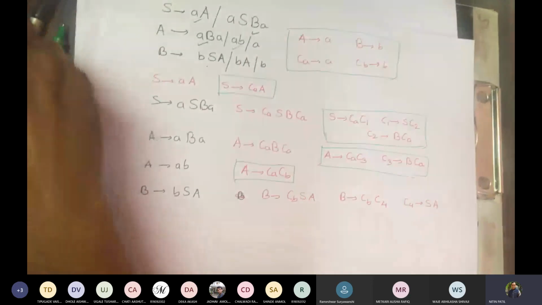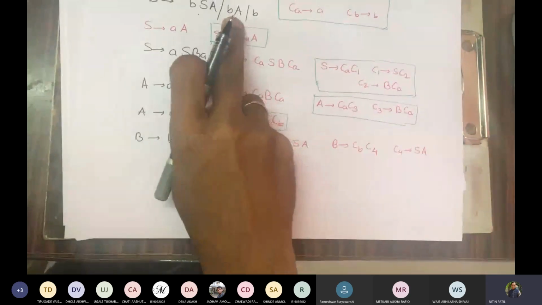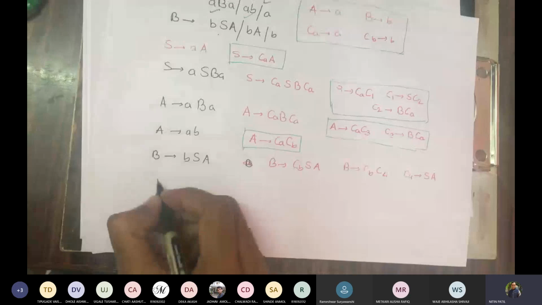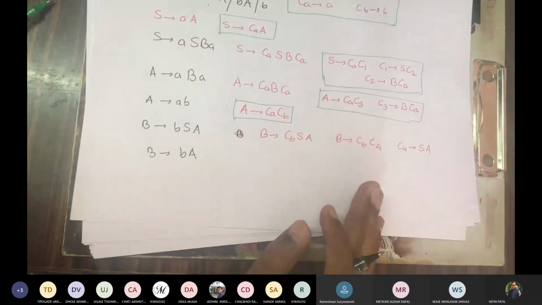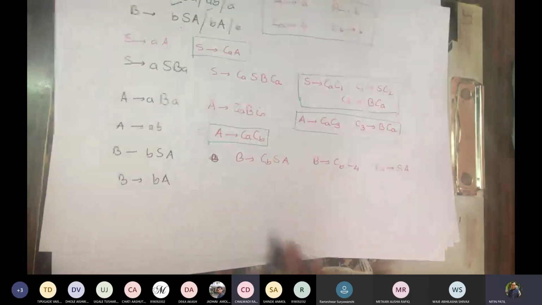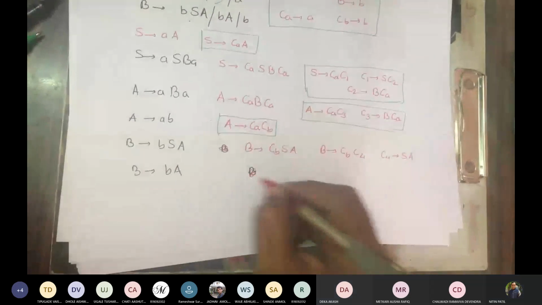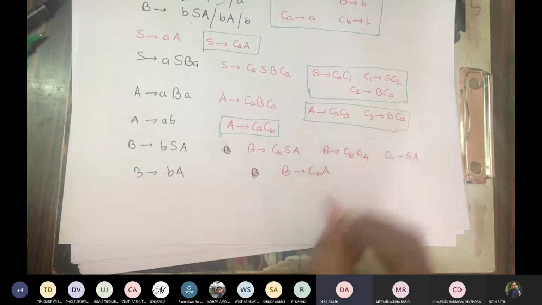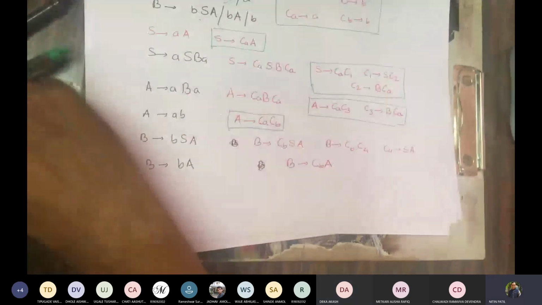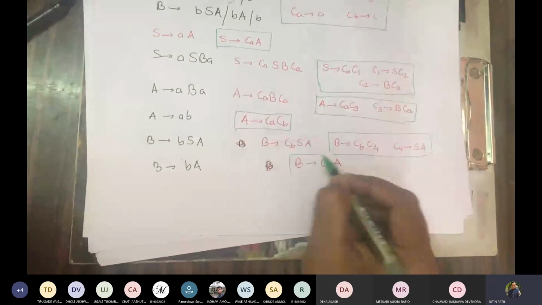Fine. So let me take another example. Sorry, not another one, but I have to complete this. Let me take this B. B gives BA. How will I write this? B gives CBA. B gives C suffix B. CB. A. Okay. Correct. Now, how many of them are now in the required form? You may see this one also is in required form, and this one also is in required form.